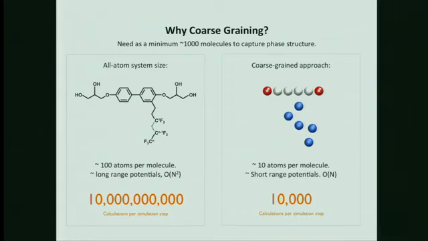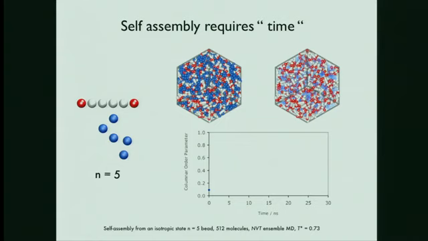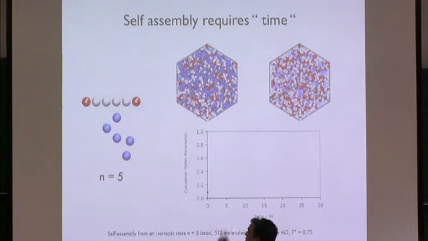Now, why do we want to increase the speed so much? Well, there is a reason for that. And the title of this slide kind of sounds stupid. It says self-assembly requires time. But what type of time does it mean? So now let's take this simple bola-amphiphile and put it in an isotropic state at high temperature and then suddenly quench it. And we're going to do this by MD.